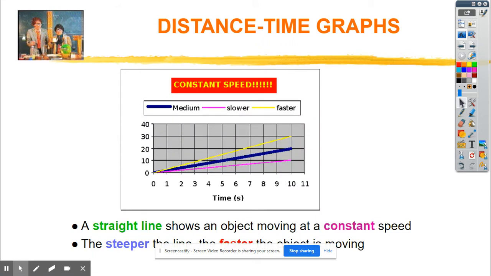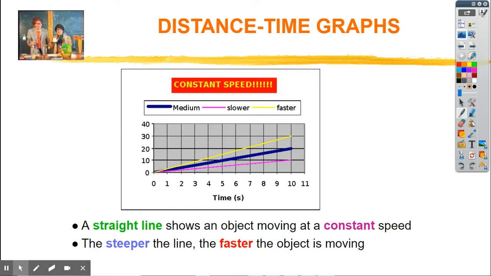Using distance and time graphs, a straight line shows an object moving at a constant speed. So when you see a straight line, these lines, all three of them, the yellow, the blue, and the pink, they're all straight. That means all three objects are moving at a constant speed. The steeper the line, the faster the object is moving.